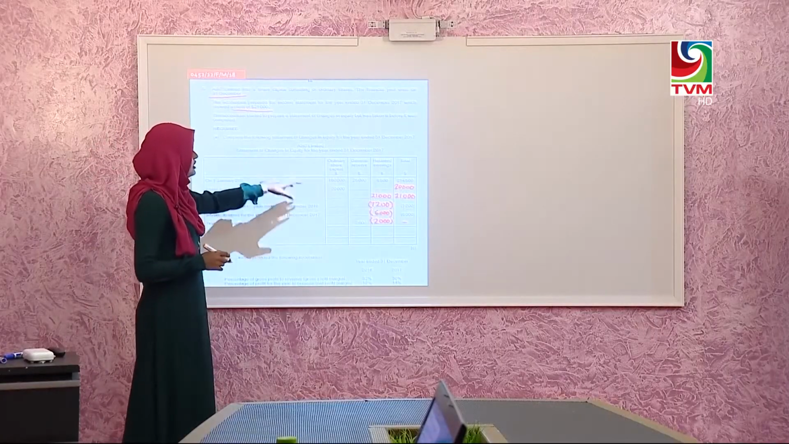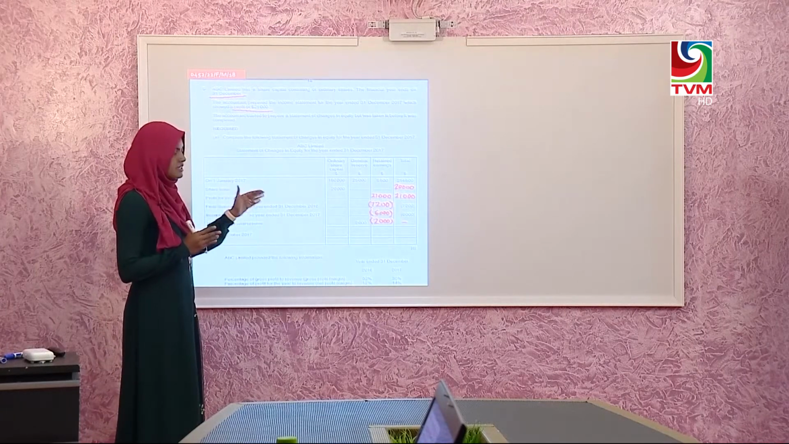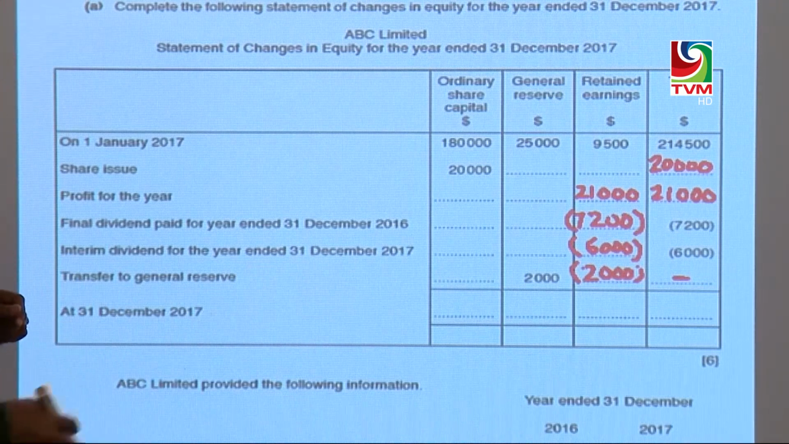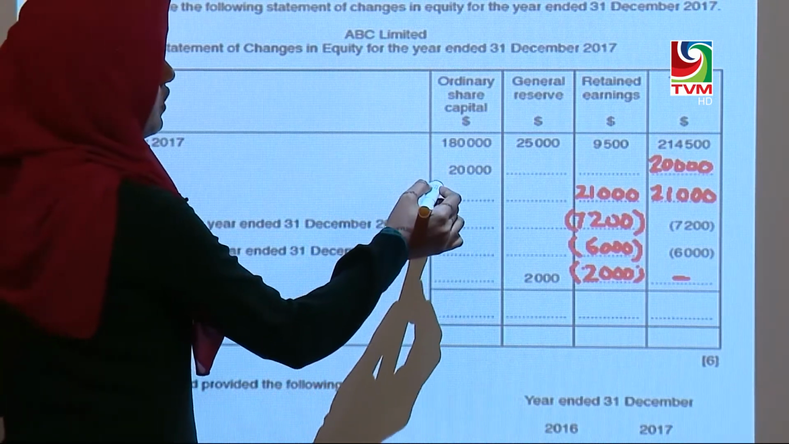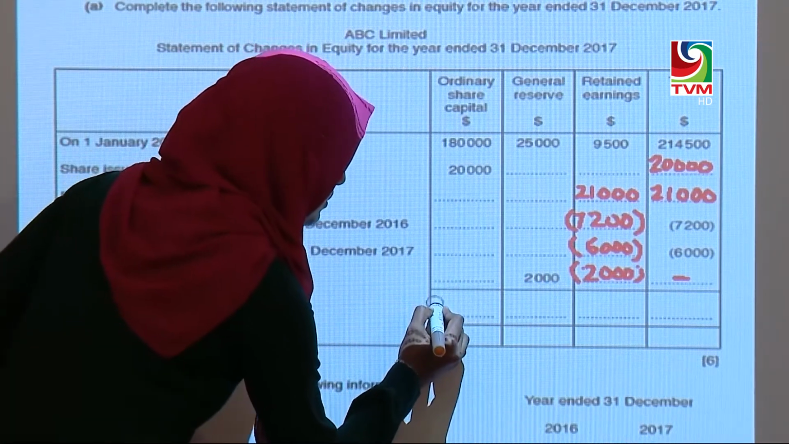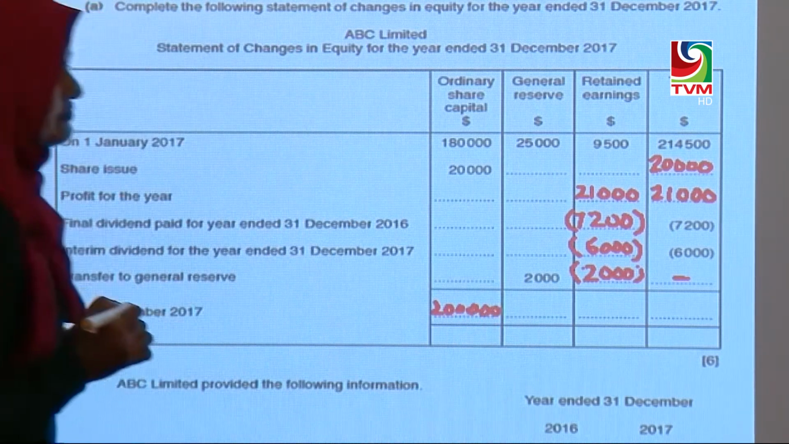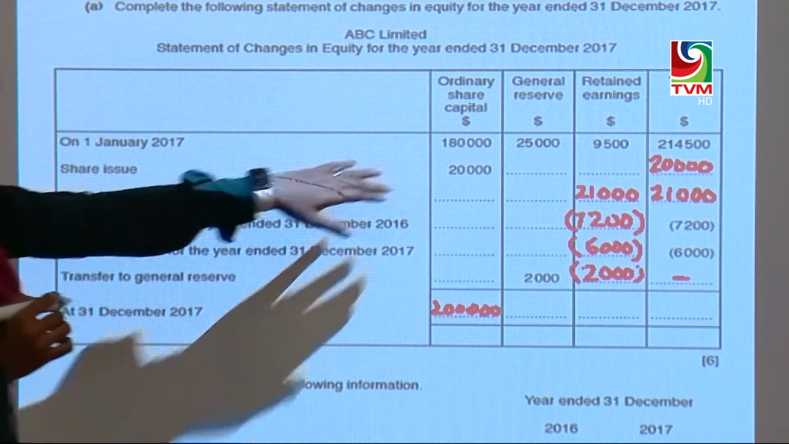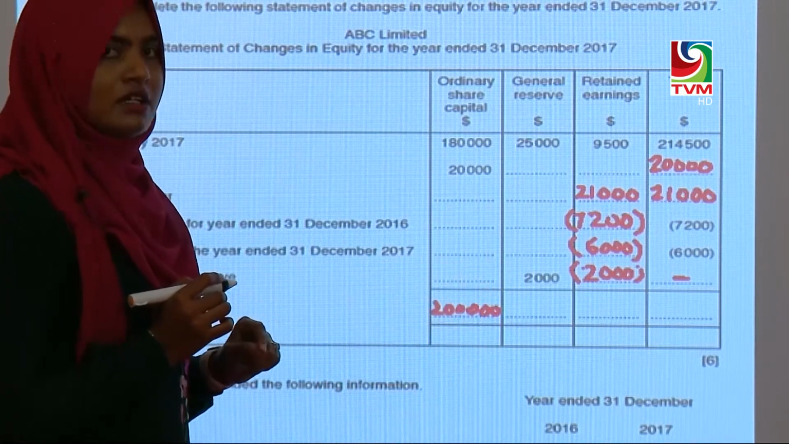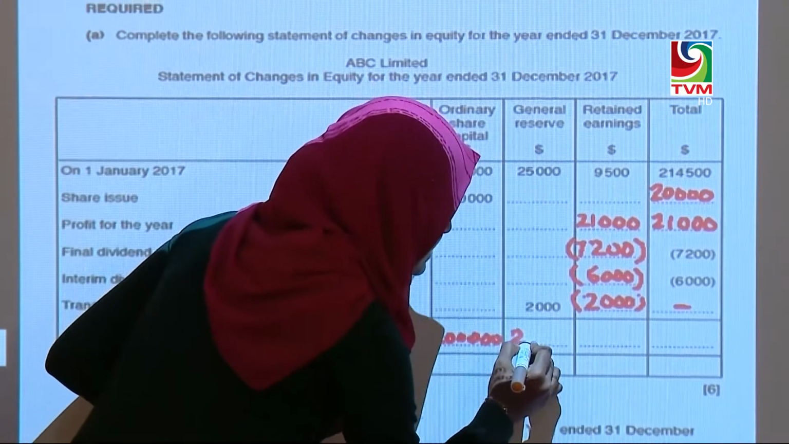So once you fill up all the spaces required, and if you write all the required amounts in the appropriate columns, you need to total all the columns here. So first column here, the total is 180,000 plus 20,000 will give you 200,000. So here we have to write 200,000. And in the general reserve column, you can see there is a 25,000 and a 2,000. So when you add both, you will get a total of 27,000.